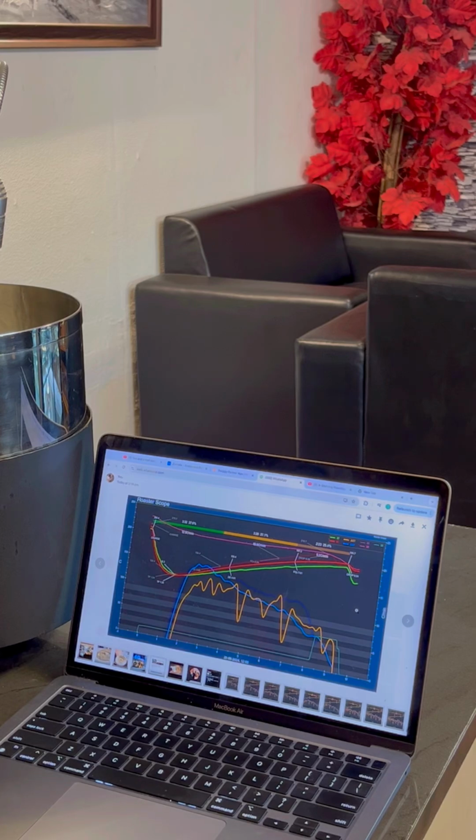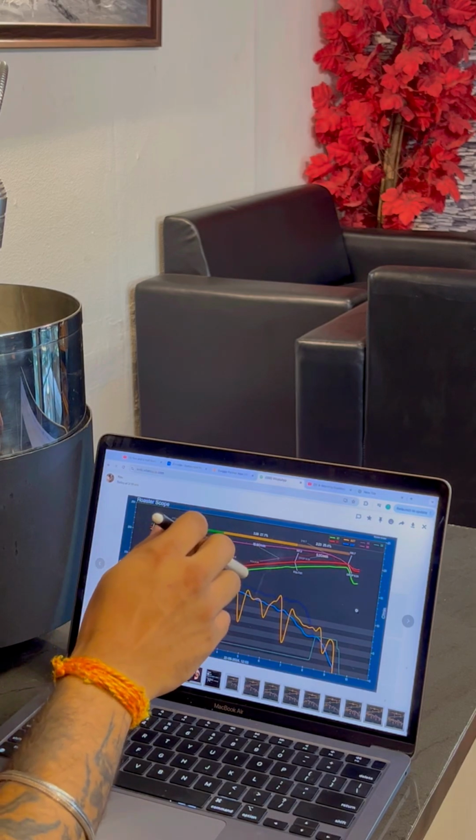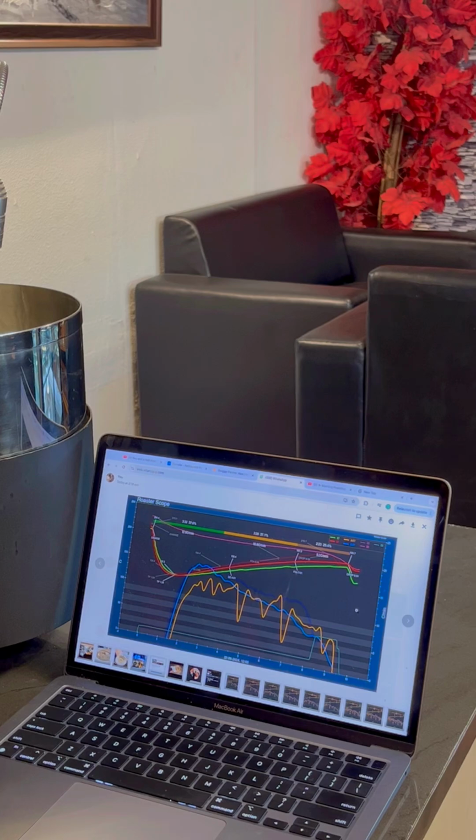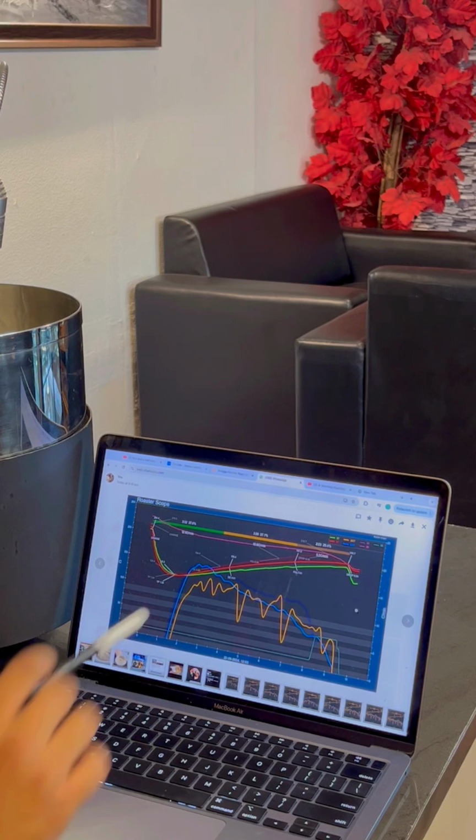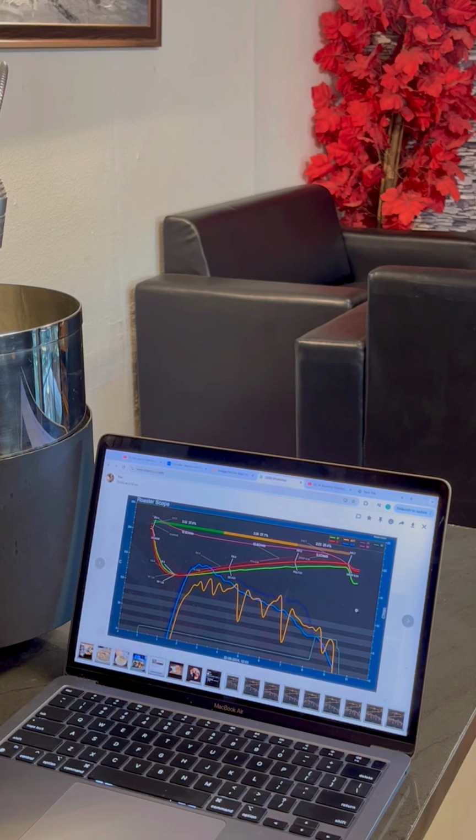I tend to decrease my temperature at around 165 degrees Celsius. Before the first crack, heat is being absorbed in the green beans. Once you hear the popping sound, my target is how I achieve this declining rate of rise. After 165 degrees Celsius, I keep on decreasing my gas or my electric heat by 10 to 15 degrees Celsius, depending on the green coffee I'm using.